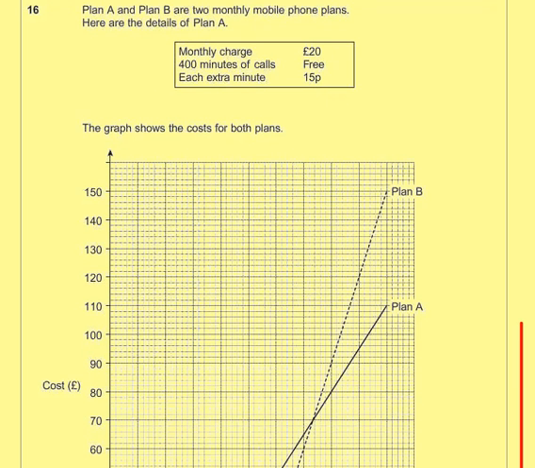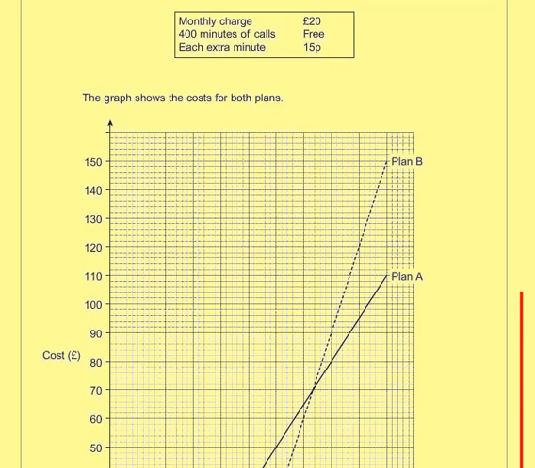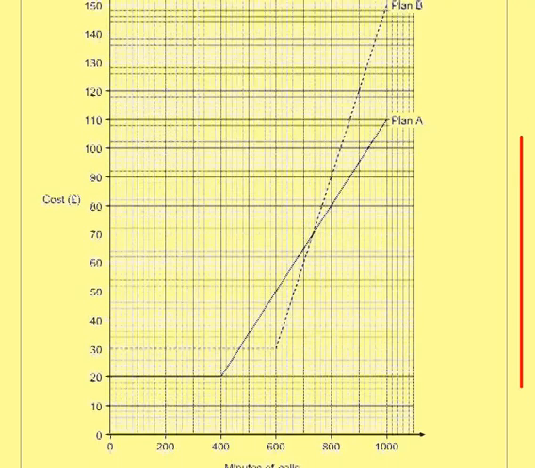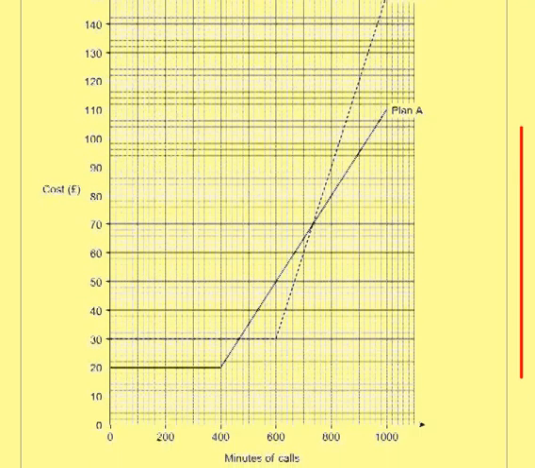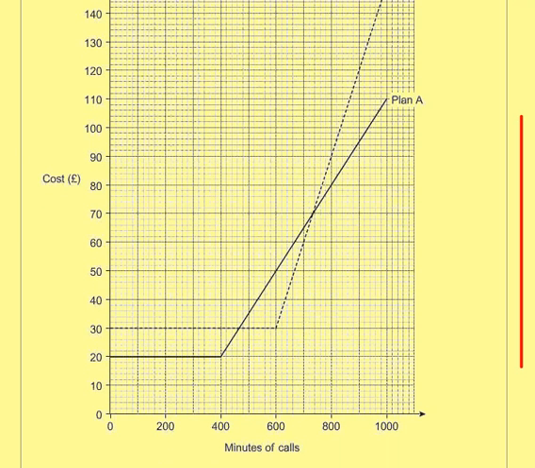So if we look down at our graph now, we can see that Plan B is shown dotted, Plan A is shown in bold. Now, for Plan A, the monthly charge is £20, the 400 minutes of free calls, and each extra minute we're told costs 15 pence.